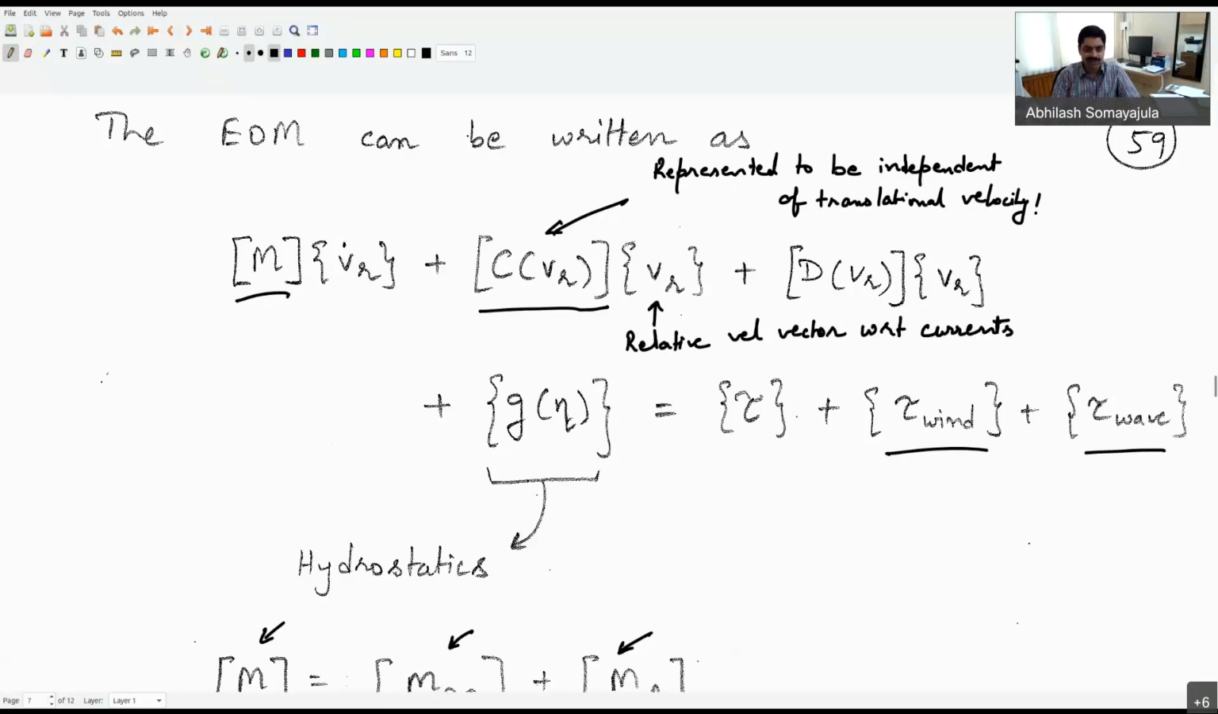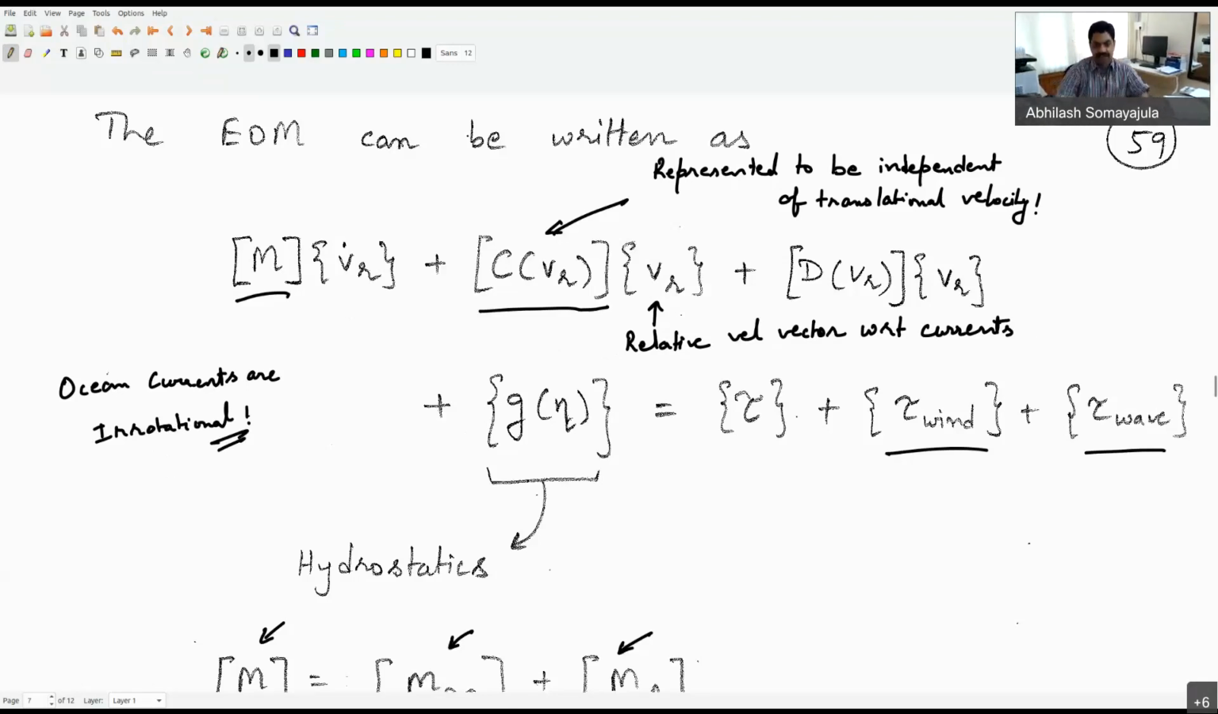The main assumption behind this is that the ocean currents are irrotational. Only in this situation we can get away with this. If the ocean currents are rotational, then you can't get away with this. But for most practical purposes, this assumption is more or less valid. So that's why it's useful to have this in place. Okay.